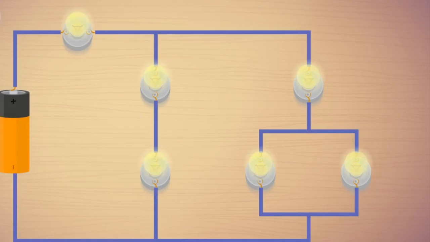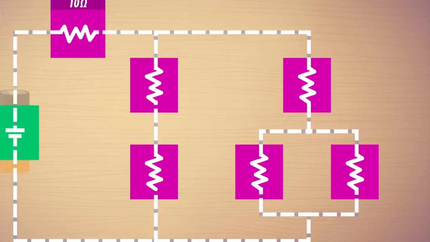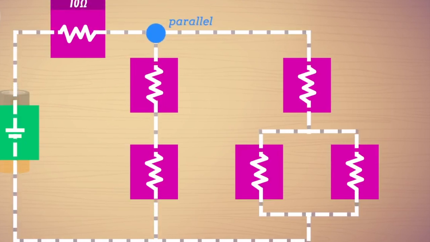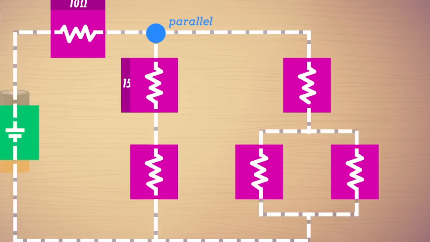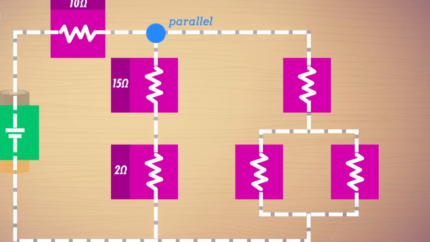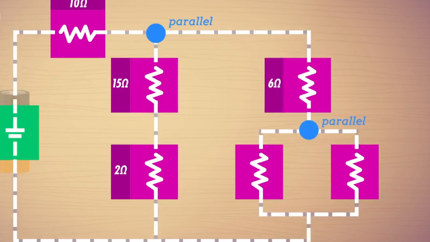This is a complex circuit. We're going to convert it to a simple circuit by dividing it into 5 different circuits: circuit 1, circuit 2, circuit 3, circuit 4, circuit 5. This circuit has 6 resistors: 10 ohms, 15 ohms, 2 ohms, 6 ohms, 3 ohms and 5 ohms.